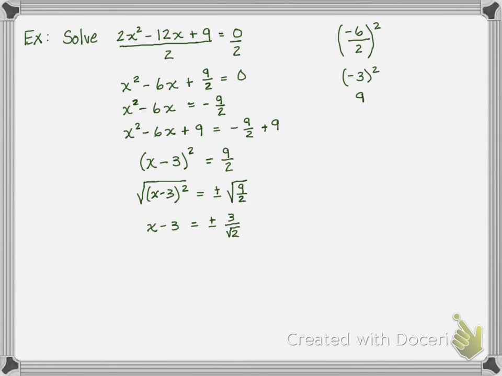And in situations like this, we typically rationalize the denominator because I'm going to add 3 to both sides, and I'd rather get common denominators and have the answer be a single fraction than have 2 separate fractions or 2 separate values. So I'm going to multiply by the square root of 2 over the square root of 2. And now we can add 3 to both sides. So x equals 3 plus or minus 3 root 2 over 2.